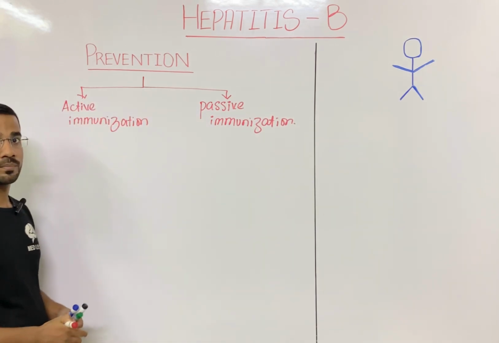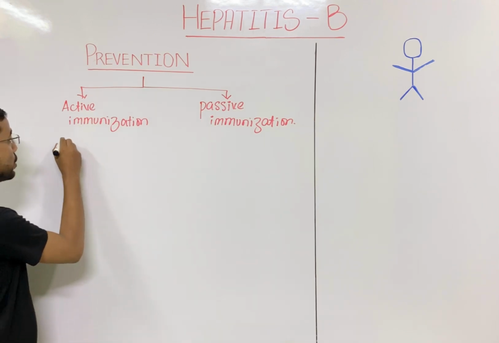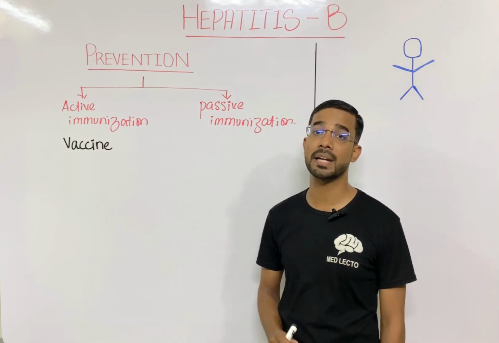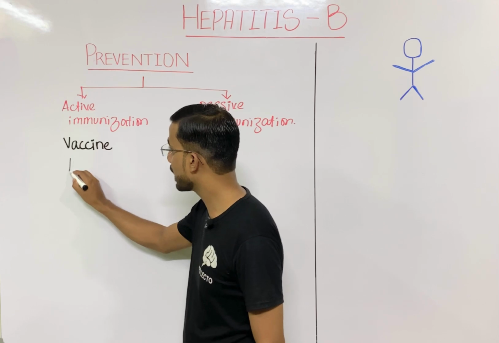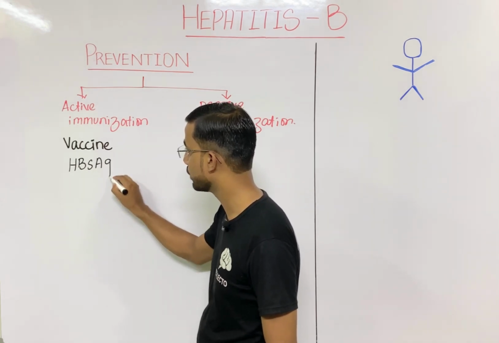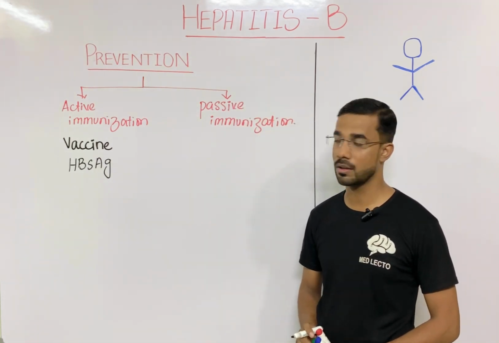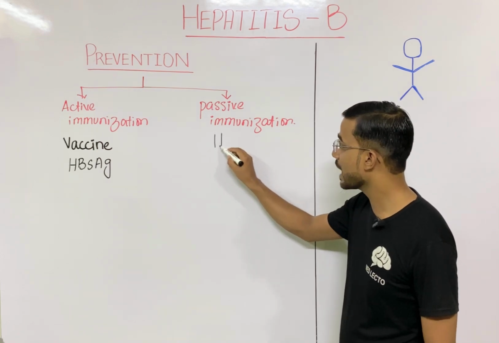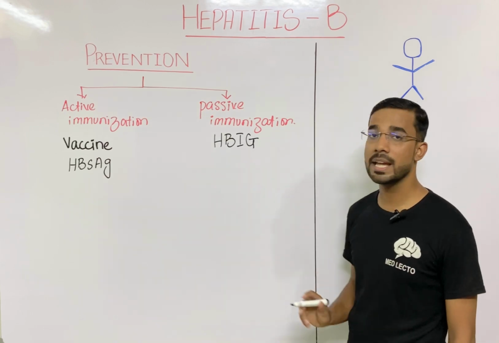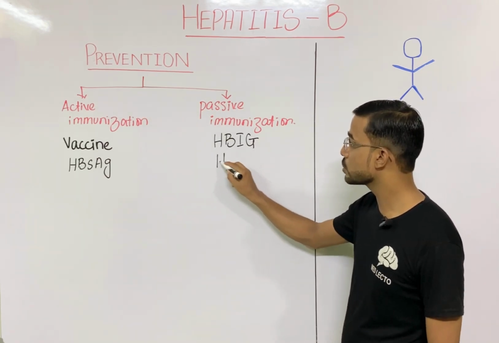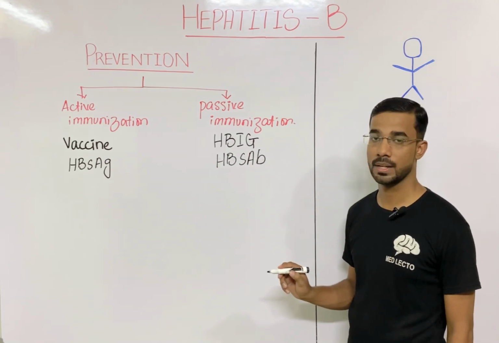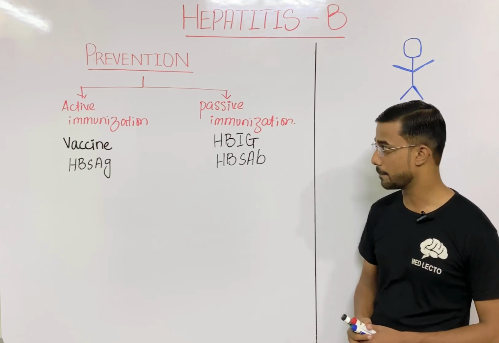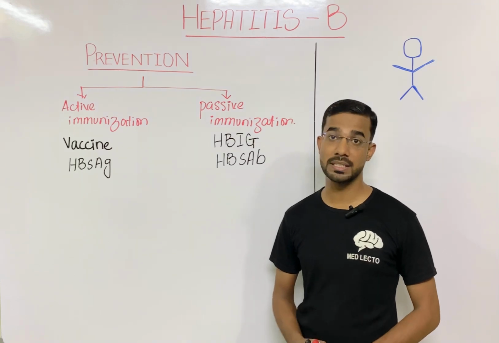In active immunization, we will use the vaccine. In the vaccine, you will see the presence of a subunit of the hepatitis B virus, like the hepatitis B surface antigen, which is a component of the virus. But in passive immunization, we will use preformed antibodies, the hepatitis B immune globulin, HBIG, which contains the hepatitis B surface antibody. In the vaccine you see the antigen, but in passive immunization you see the antibodies.